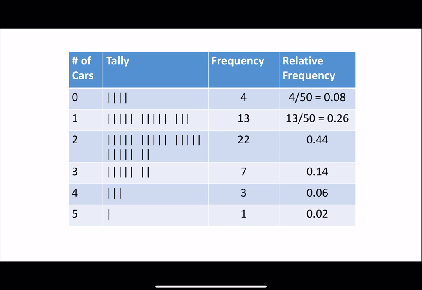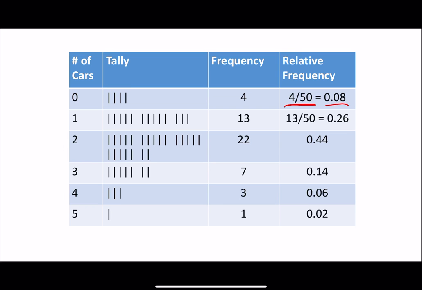So remember, in order to do relative frequency, we count up the total number of people that were asked. There were 50 people asked how many cars they have, and 4 of them said 0. So we do 4 divided by 50. That gives us 0.08. 13 had 1 car. 13 divided by 50 is 0.26. Remember, this is how we do the relative frequency table.